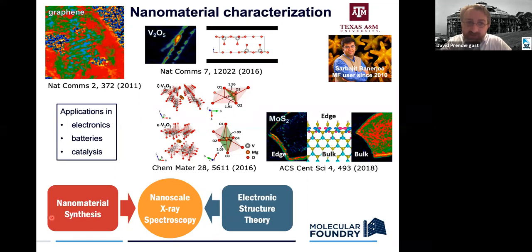So in this case, he's an expert in nanomaterial synthesis. He uses this nanoscale X-ray spectroscopy to look at his materials. And then we, as electronic structure theorists, can come along, try to model these systems atomically and electronically, and connect around this kind of measurement to try to understand what's happening.